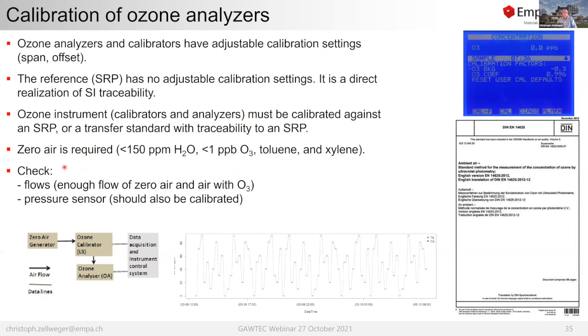So to do ozone calibration, you need zero air, and there are certain requirements for the zero air. It has to be dry. There is a standard for this, a DIN standard, 14626 from 2012, the last edition, with requirements regarding water vapor. It also has to be, of course, free of ozone and other interfering compounds such as toluene and xylene, for example, which can cause interference. So the zero air has relatively strict requirements that you use for these ozone calibrations.